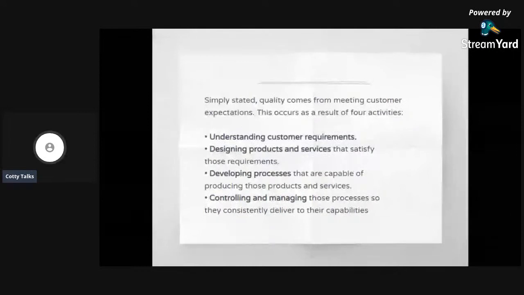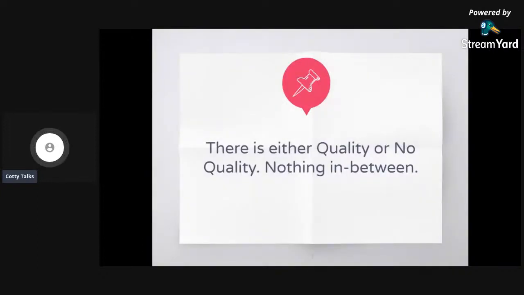So, like we said for the phones, it's about whether it meets the expectation. I'm the customer: does it meet my expectation? I want to be able to call, I want to be able to send messages. That's the major thing quality is about. And it happens through understanding customer requirements, designing products and services that satisfy them, developing processes capable of producing these products and services, and controlling and managing the processes. I know I'm rushing, but we'll still get to talk.